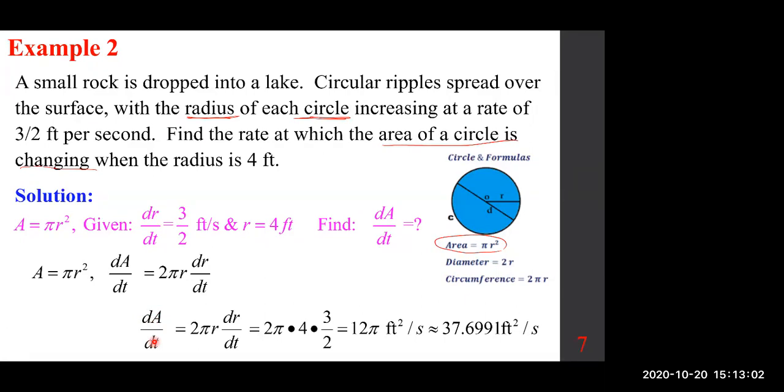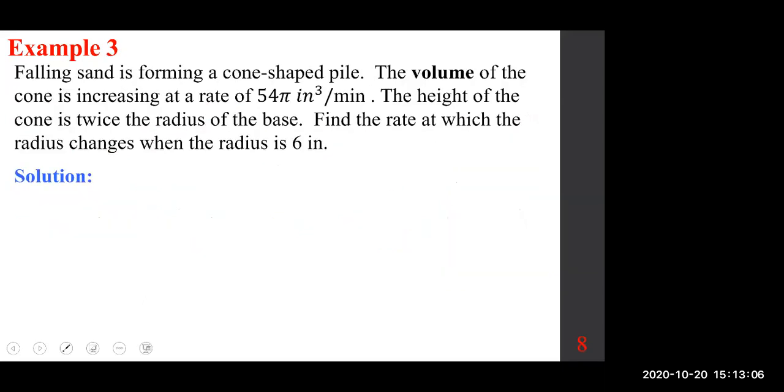So could somebody be kind enough to read this question, please? I can read it, Professor. Thank you so much. Example 3. Falling sand is forming a cone-shaped pile. The volume of the cone is increasing at a rate of 45 pi inches cubed per minute. The height of the cone is twice the radius of the base. Find the rate at which the radius changes when the radius is 6 inches.